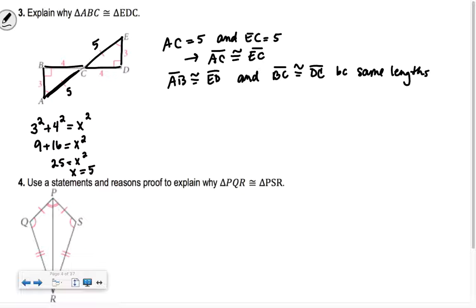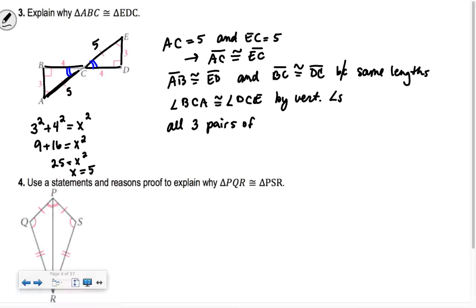BC, because you could do B/C if you want. All right, so we have all 3 sides congruent. And then do we think our angles would have to be congruent as well? Yeah, so by vertical angles, those inside angles are the same. So angle BCA is congruent to angle DCA, or DCE, by vertical angles. And let's just say all 3 pairs of angles are congruent. So therefore, triangle ABC is congruent to triangle EDC.